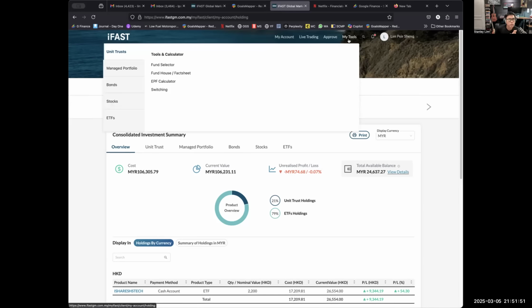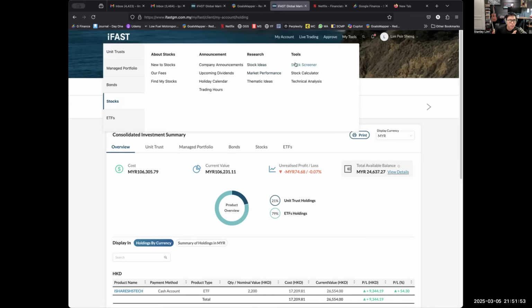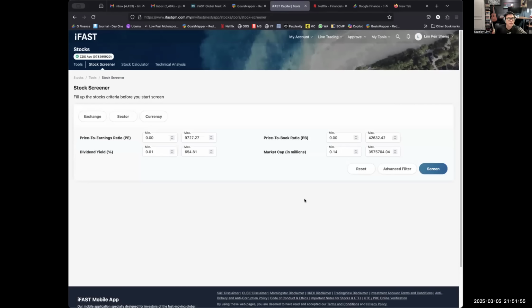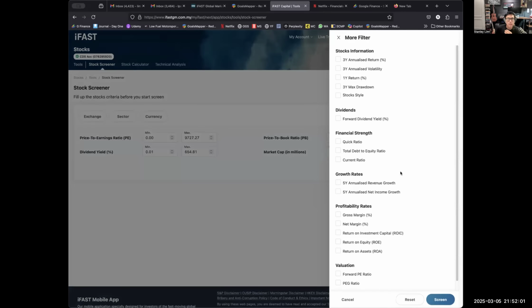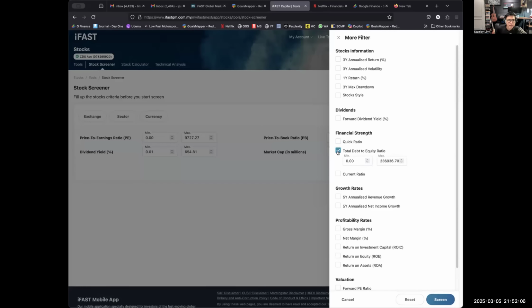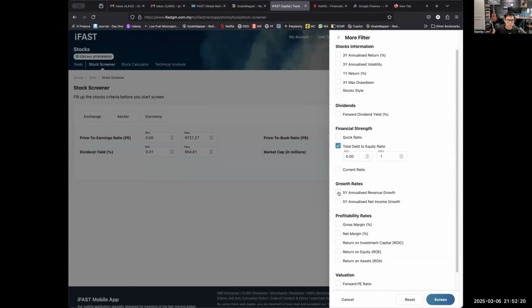This is actually my own iFast account, but we can use the stock screener. From all the things that we talked about just now, let's do a simple screen, right? I want a company with low debt, so its debt could be 0, but no more than 1 times.